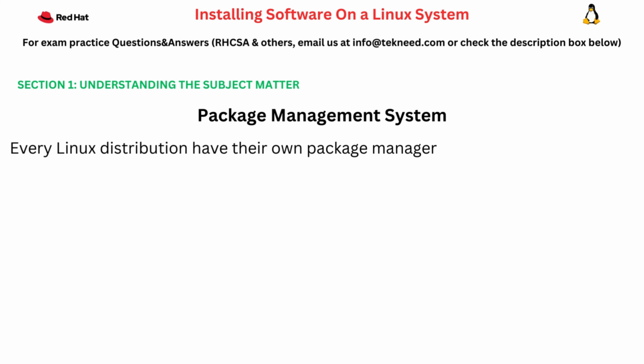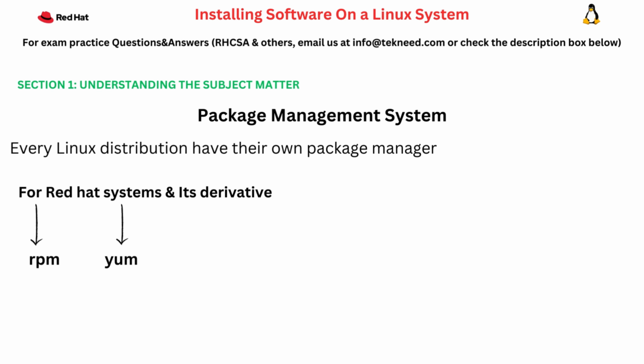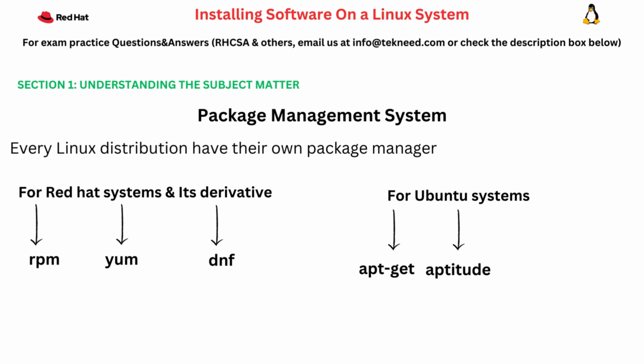So moving forward, for Red Hat systems and its derivatives, the package manager used to be RPM, then YUM, and now DNF. Though YUM is still in use, it will be finally deprecated with time. And for Ubuntu systems and its derivatives, that is Debian and its derivatives, the package manager used to be apt-get, then aptitude, and now apt.